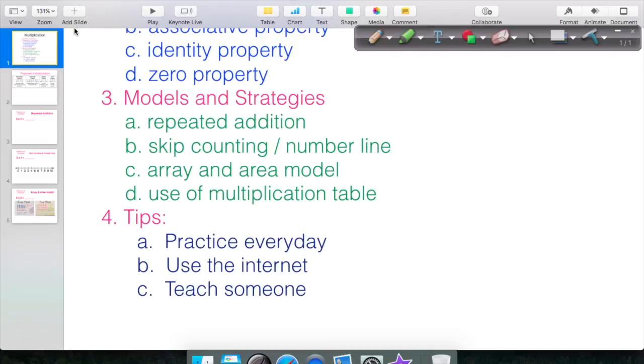Another way to become good at something is to teach someone. So find a friend who does not know how to multiply. Maybe if you have a cousin who's still in grade 1 and wants to learn more about multiplication, try to teach that cousin, because when you teach your cousin, you kind of learn from teaching.